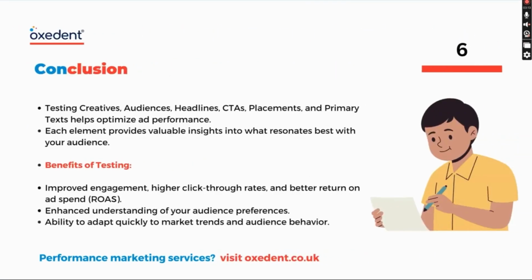To wrap it up, remember to test all these elements: creatives, audiences, headlines, CTAs, and placements. Data driven decisions are key to maximizing your ad performance and getting the most out of your ad spend. By testing systematically, you'll discover what works best for your specific audiences, reduce guesswork, and optimize your campaigns for success.